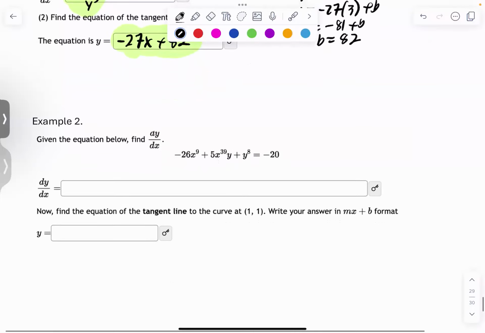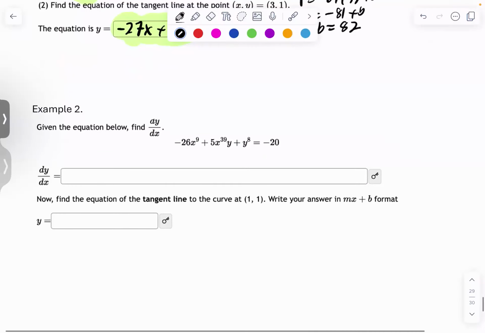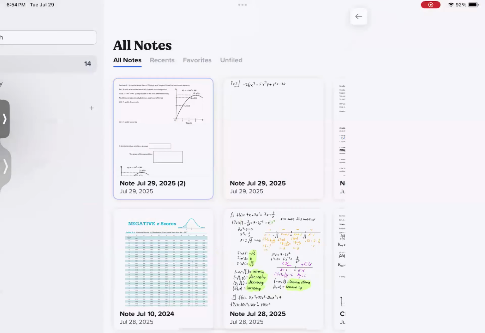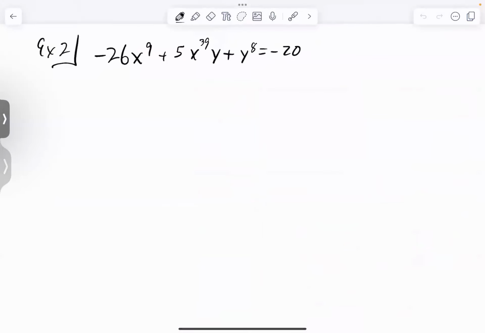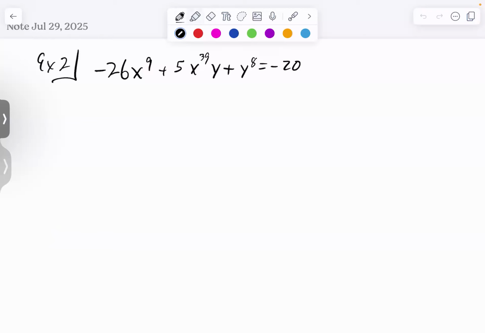Right, for example 2, I don't have enough space here to do this, so I'm going to go to a separate sheet of paper. And here I have the function. We are looking for dy dx. I got to be careful here. I have product rule. So I'm going to have to go derivative of the first times the second plus x to the 39th times the derivative of the second. And here we go.